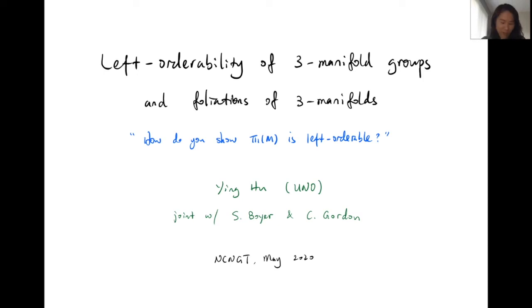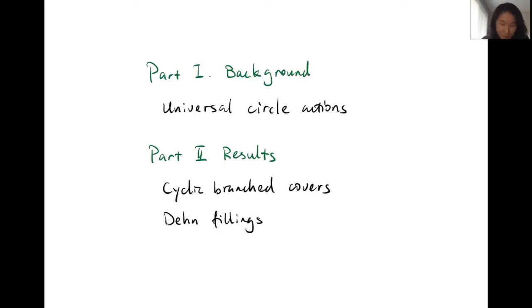Welcome to the second part of my talk. So, in the first part, I roughly explained what universal circle actions are and how you lift universal circle actions to show three-manifold groups are left orderable. In this part of the talk, I will present some results obtained by applying those two circle actions I talked about in the first part.